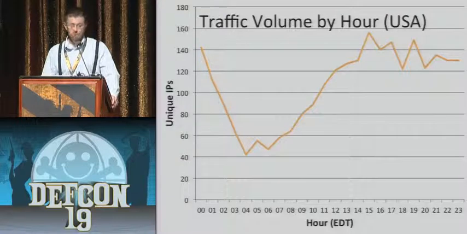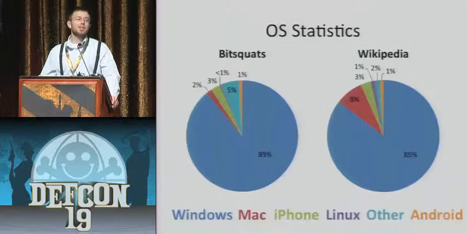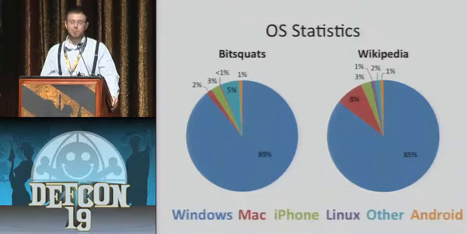Next thing I was curious about is, what operating system are all of these users using? So I have their user agent header, which conveniently tells me browser and operating system. So I decided to compare the operating system of people visiting my BitSquat domains to the people visiting Wikipedia for March of 2011.